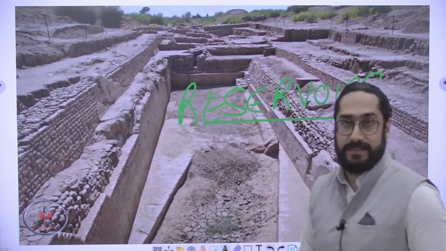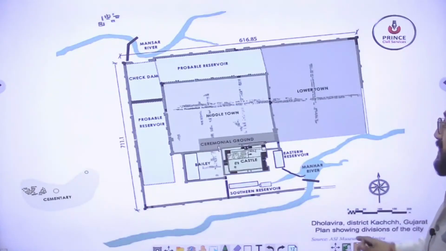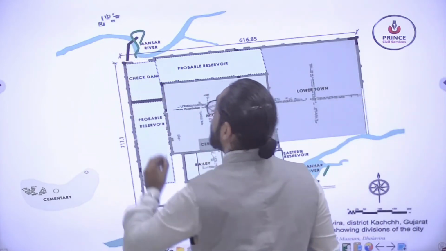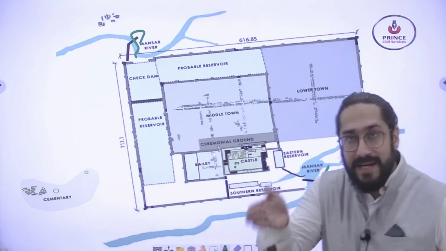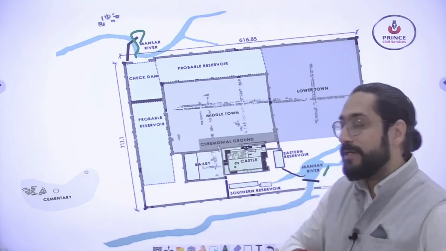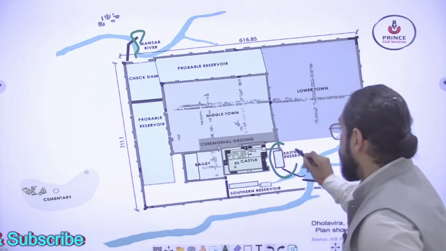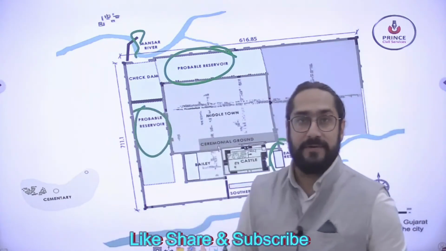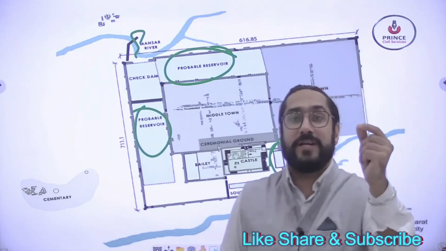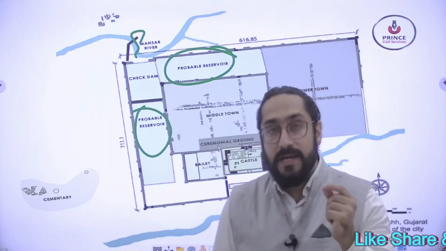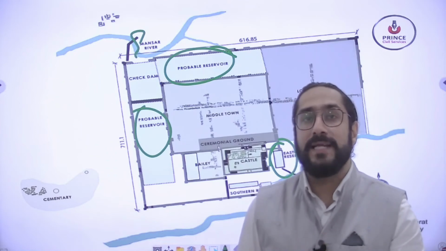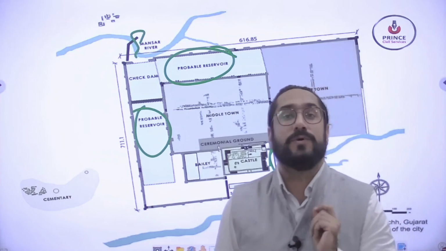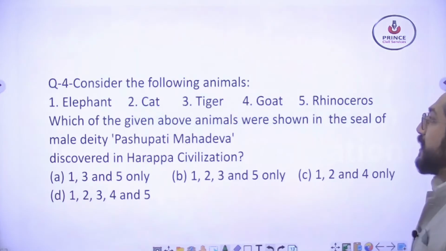big reservoirs. You can see here there are 2 rivers, Manhar and Mansar. What they did was they built a dam, then they stored the water in the reservoirs. So you can see here the reservoir and the reservoir. This is a special kind of water management system found in Dholavira. The only site where water reservoirs are found is Dholavira, located in Gujarat. Okay, so that was question number 3.